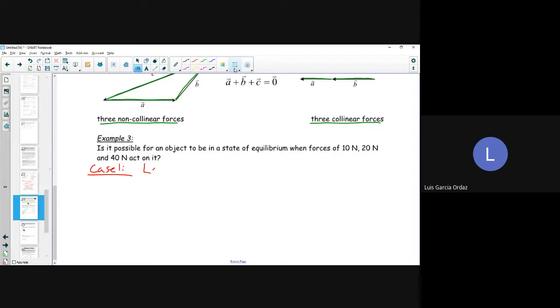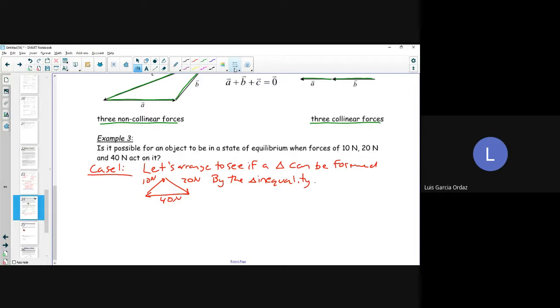So let's arrange to see if a triangle can be formed. Let's say this is 10 newtons, this is 20 newtons, and this would be 40 newtons. We need to see if this is a possible triangle. By the triangle inequality that we learned, I think, last week, so if you need to refer back to that in the video, you can do that as well. By the triangle inequality, this is not possible.